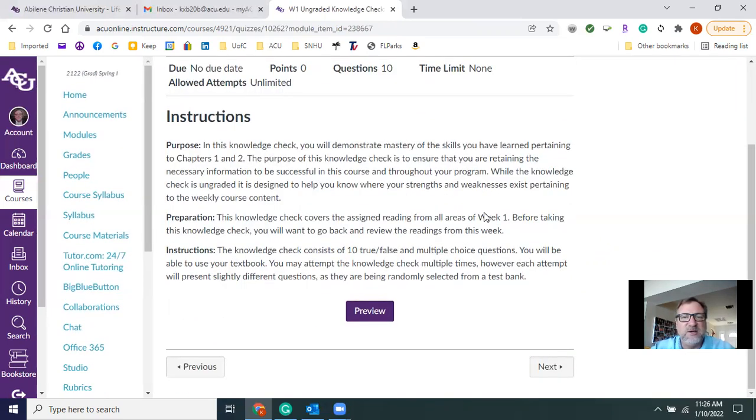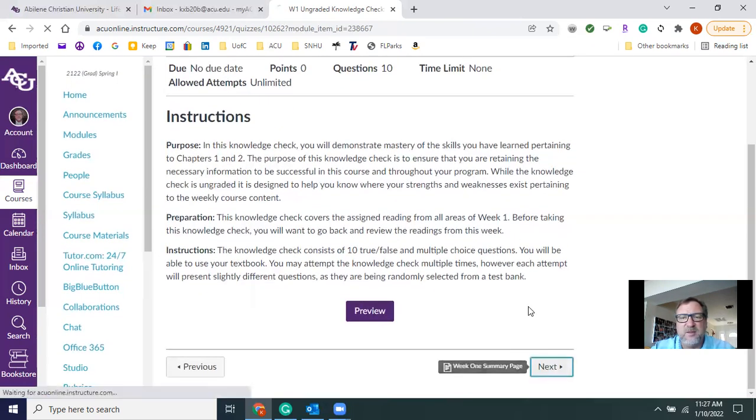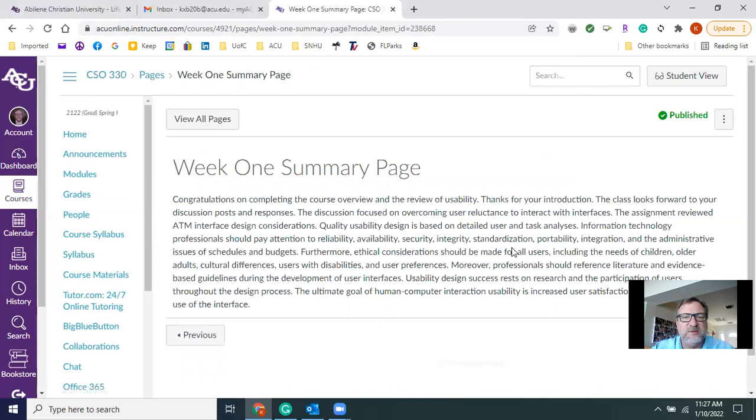There's an ungraded knowledge check that goes over chapters 1 and 2. You can take it as many times as you like, and there's no grade for it. It's just to help you make sure you understood the week. Then you get to the summary page, which goes over what we discussed, which is usability and the introduction for the first week.